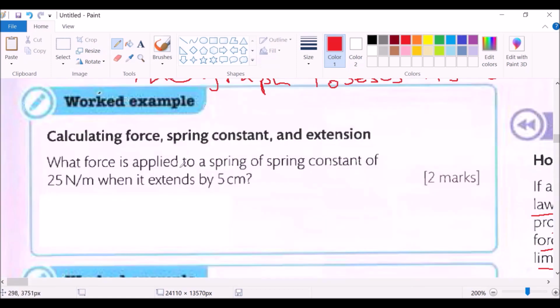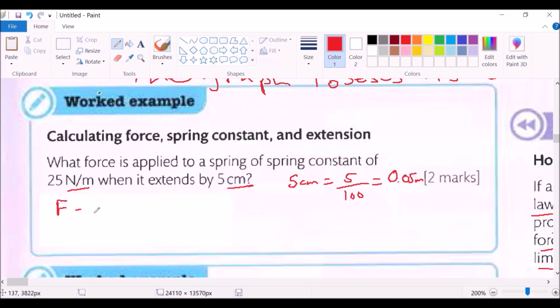What force is applied to a spring of spring constant 25 newtons per meter when it extends by 5 centimeters? So we have to look at the units first. We have centimeters and newtons and meters there. We have to convert these 5 centimeters to meters. 5 centimeters is equal to 5 over 100, which is 0.05 meters.